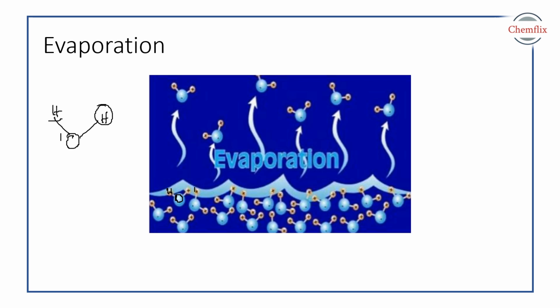So what happens here? This is the upper layer of the water. The upper layer of the water means this water molecule gets evaporated. That means it changes its state from liquid to gas. Right. Okay. We are going to discuss it.